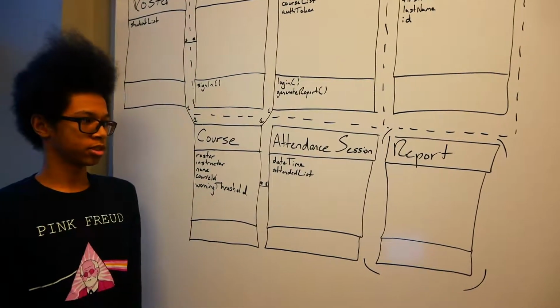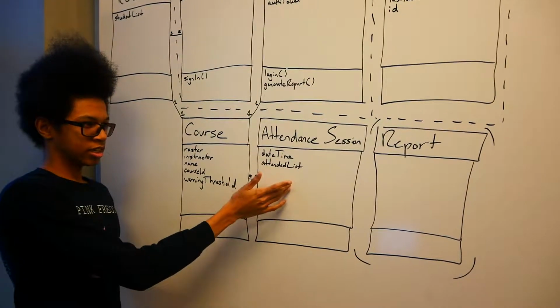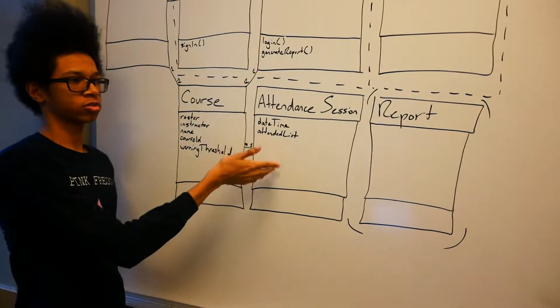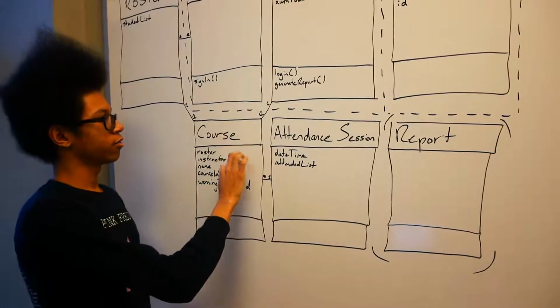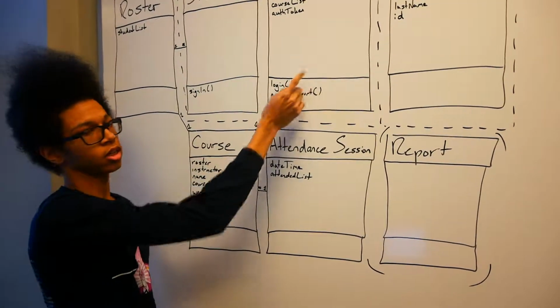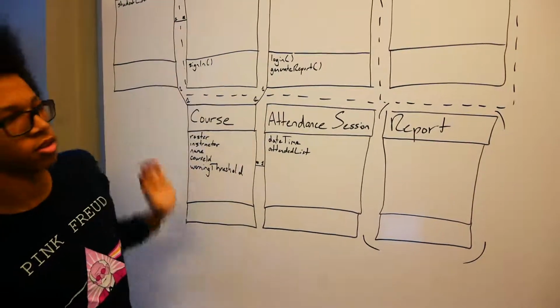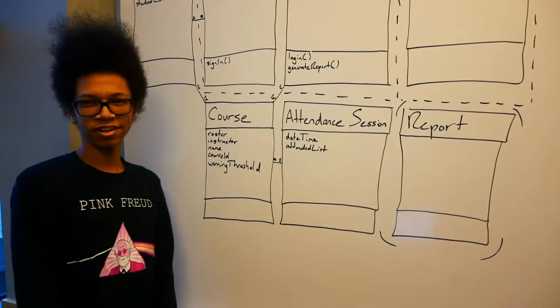And in terms of multiplicity, each attendance session only has one course, but a course can have multiple attendance sessions. Every course should have one instructor and one roster, and each roster can have multiple students. And that is our class diagram.